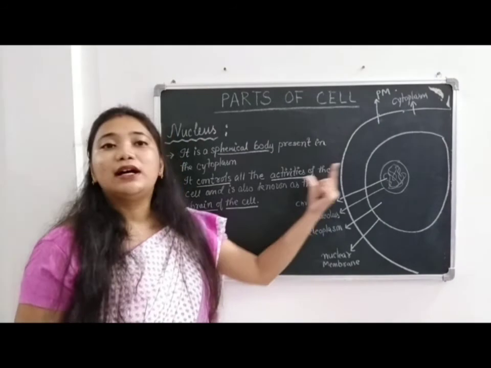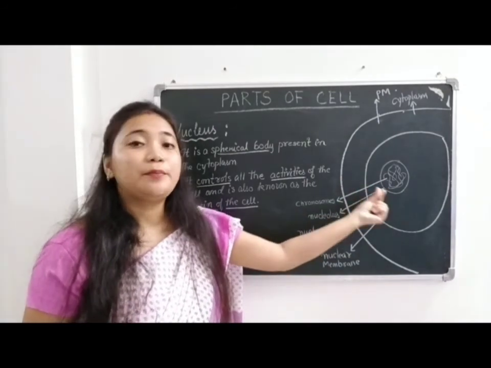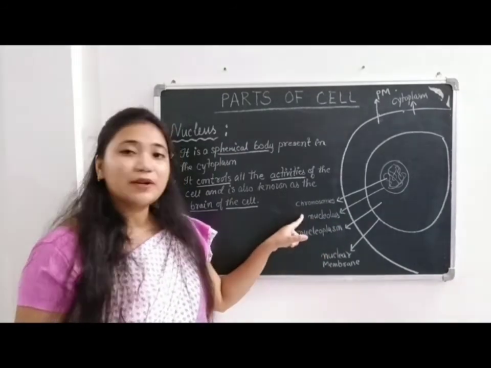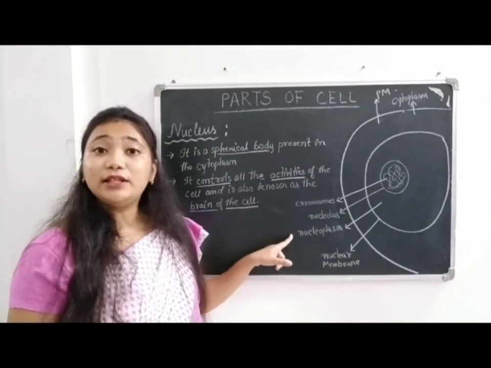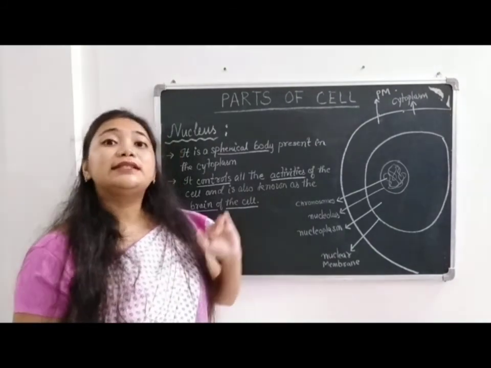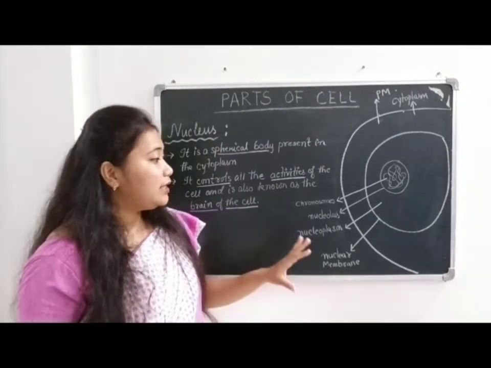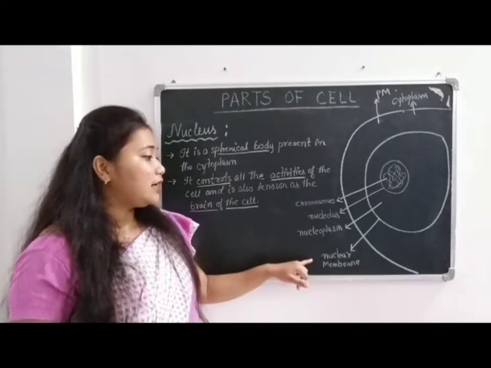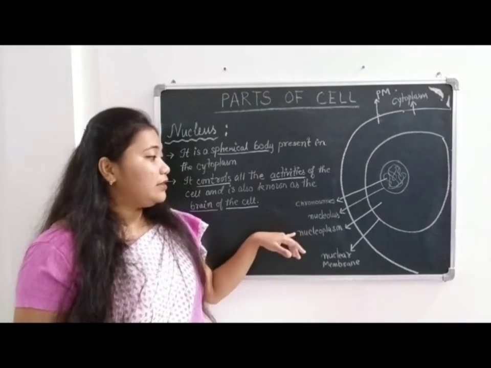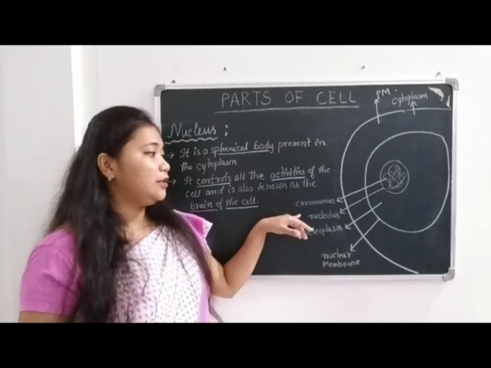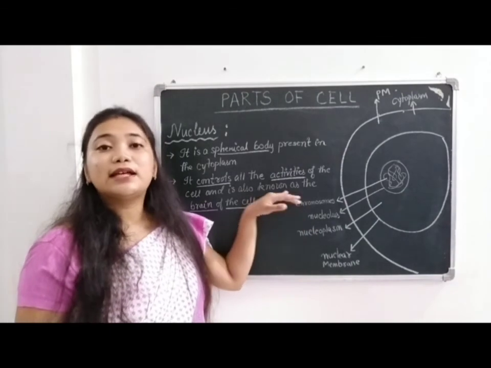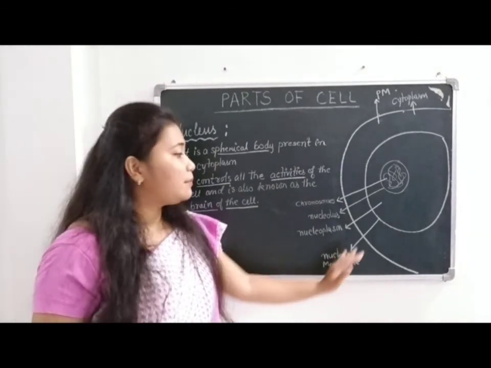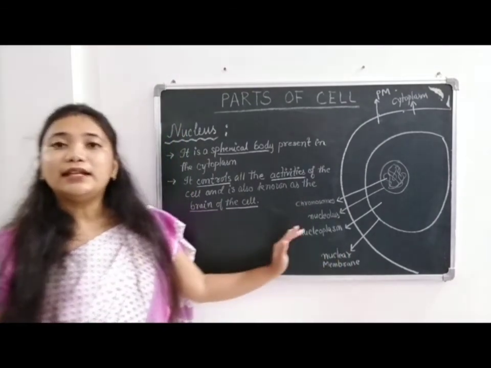So chromosomes are the thread-like structures present inside the nucleolus. Again, the nucleolus is present in the nucleoplasm, which is inside the nucleus. So these four are ultimately the parts of the nucleus. Starting with the nuclear membrane, then we have the nucleoplasm. Inside the nucleoplasm we have the nucleolus, and inside it we have the thread-like structure, the chromosome. So this is about the nucleus and its parts.